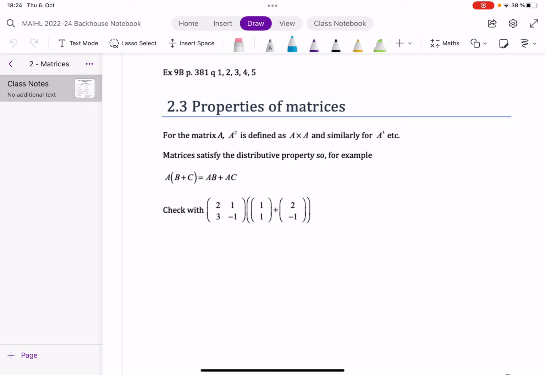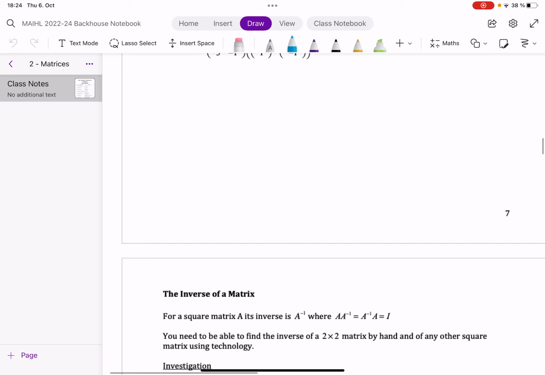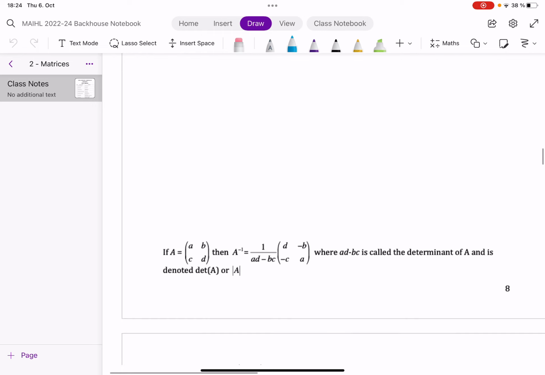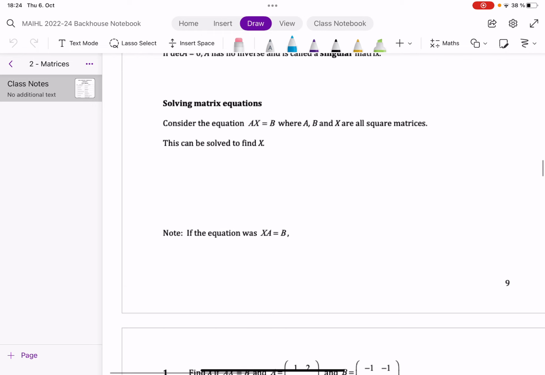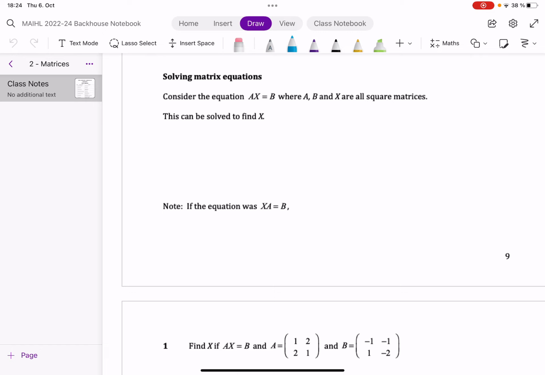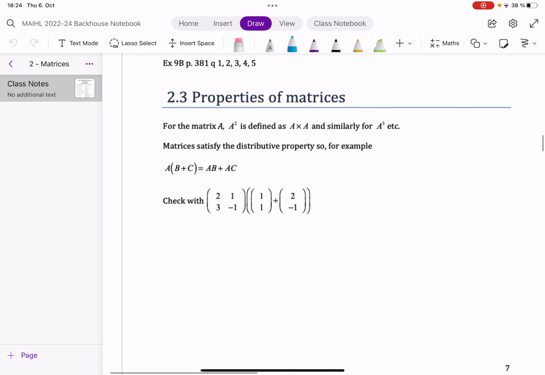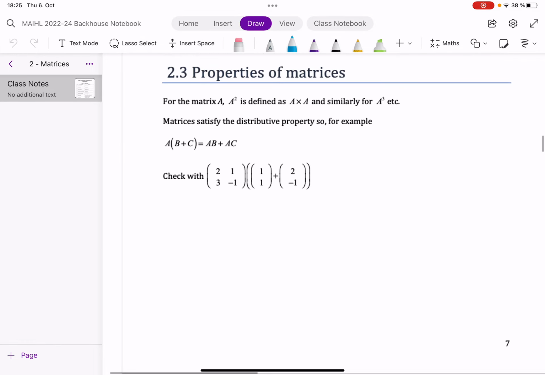I've made a video for day 3 which is properties of matrices. We're going to look at some properties of matrices, we're going to talk about finding the inverse of a matrix, and we're going to start to look at how we can use both those things to solve some matrix equations. So there's a little bit to do today. Okay, so let's start with some properties of matrices. Really there's just some facts about matrices.